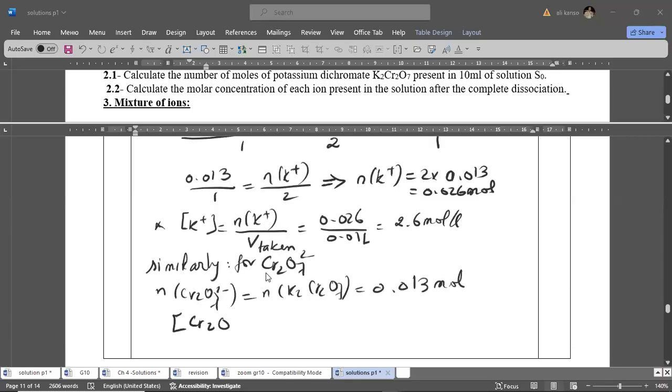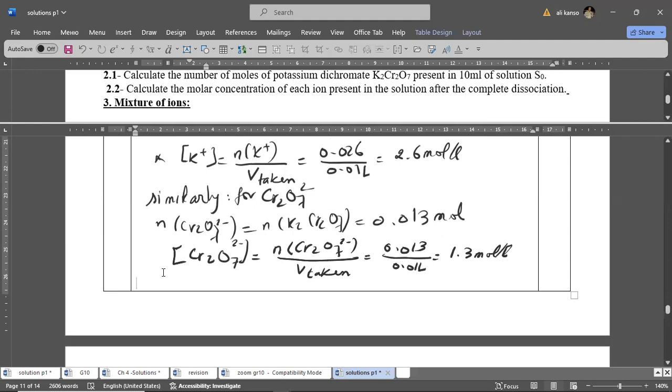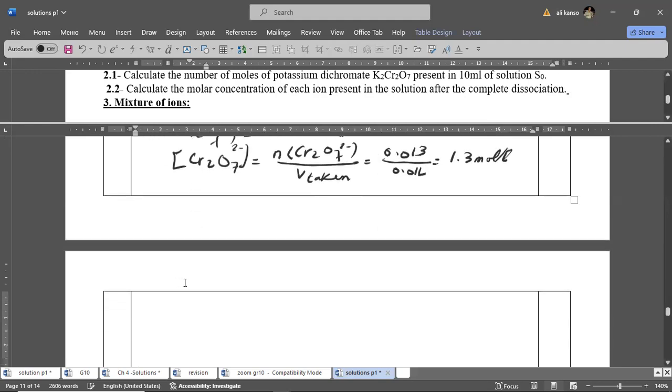Okay, similarly, let us find the concentration of Cr2O7 2 minus. The same way we do, take the number of moles that we found above and divide it by the volume taken, which is 10 milliliters. 0.013 divided by 0.01 liter, 10 milliliters, we get 1.3 mole per liter. But there is another method which is very short that we can follow in calculation.